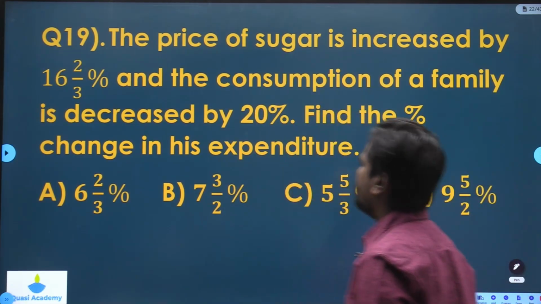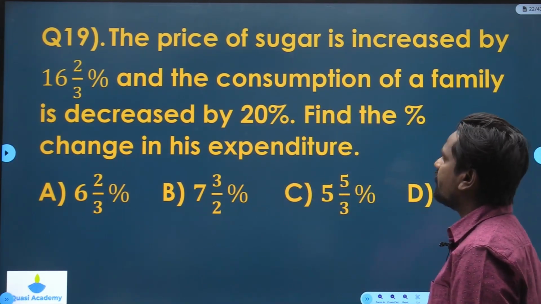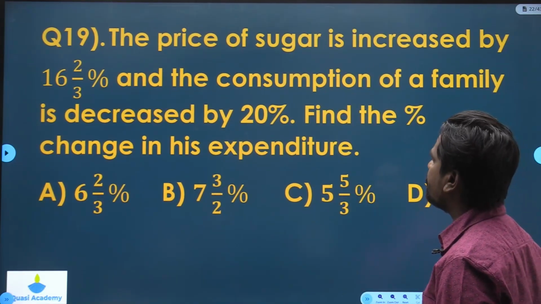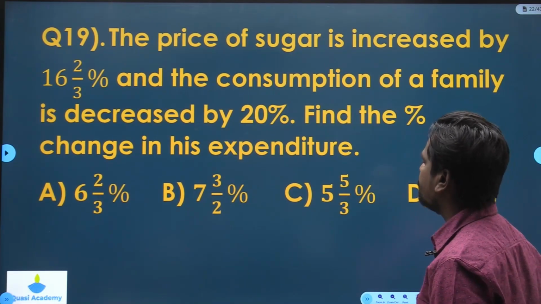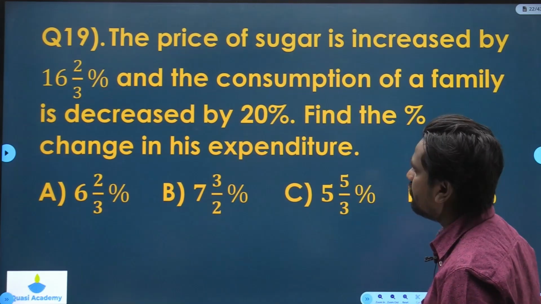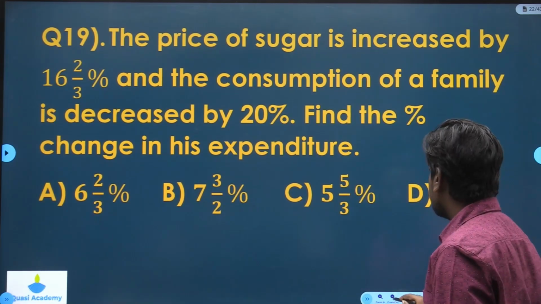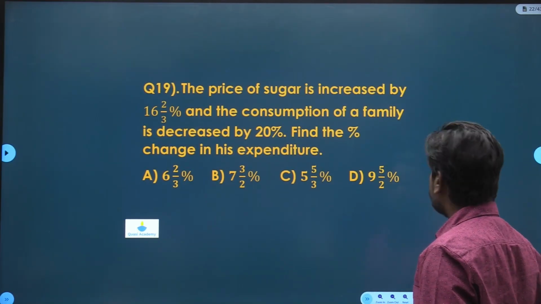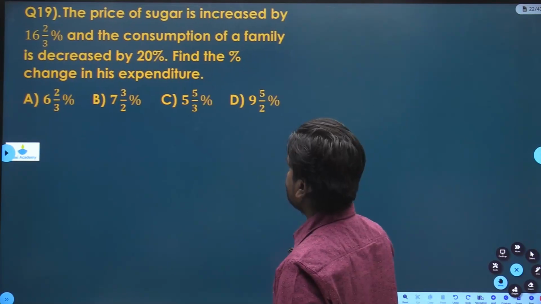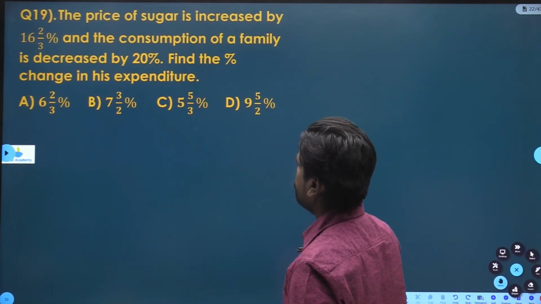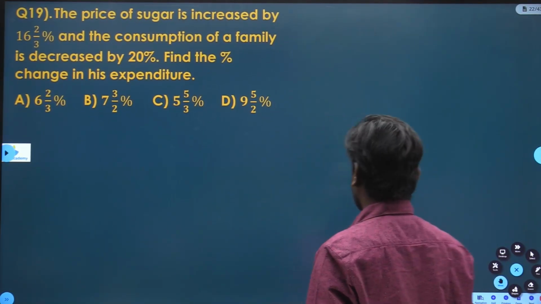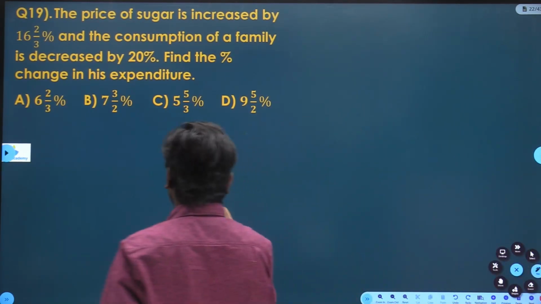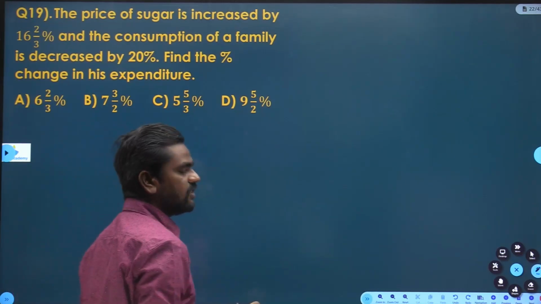The price of the sugar is increased by 16 2/3 percentage, and the consumption of the family is decreased by 20 percentage. Find the percentage change in his expenditure. Okay, so what is the answer? So here, what is the relation?